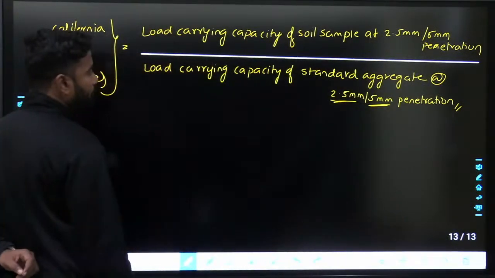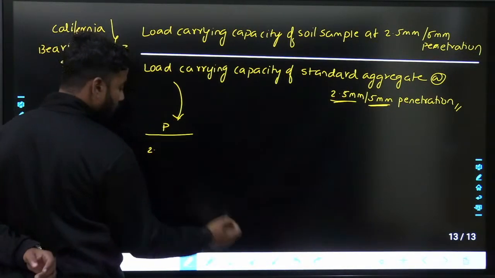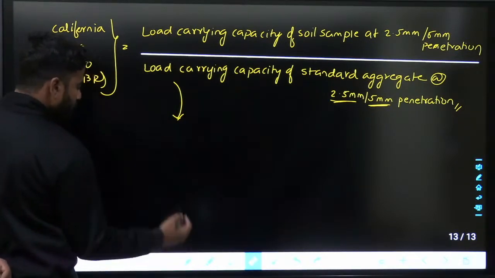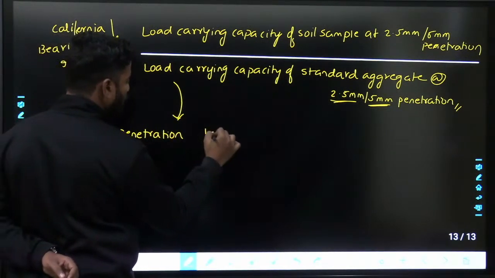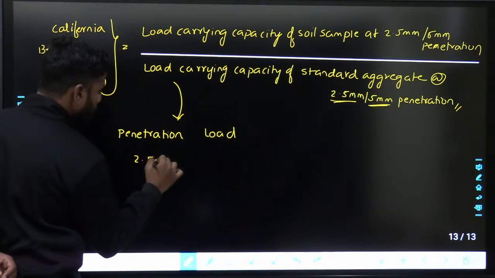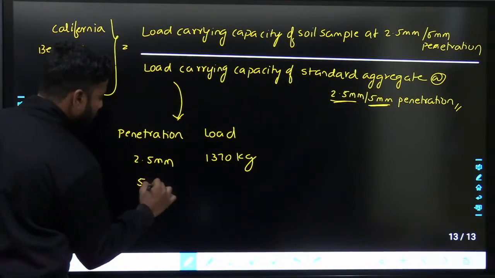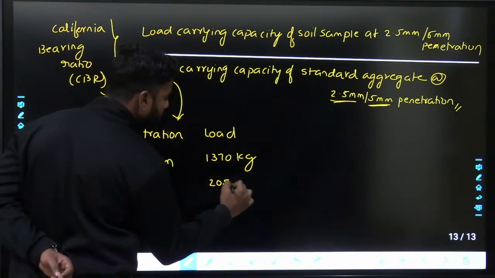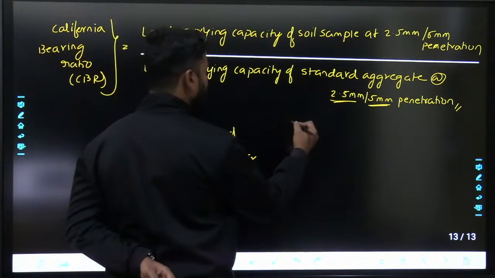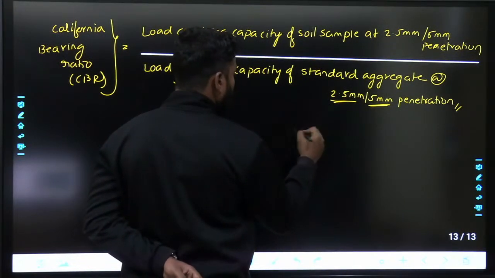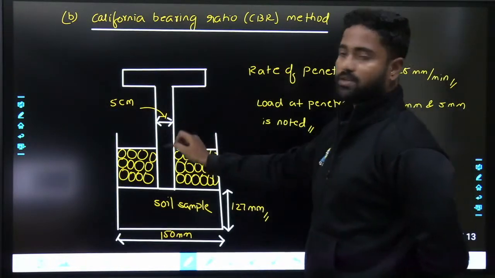Generally, if you ask me this, that is load at 2.5 mm penetration, or settlement. Load at 2.5 mm, generally load would be 1370 kgs. Standard load, if nothing is mentioned in the question, then it is 1370 kgs. This is 2050 kgs, and what is the dia over here? Dia over here I have given to you as 5 centimeters, right? Dia of this one is 5 centimeters.